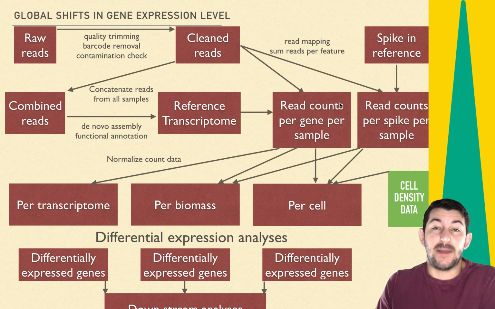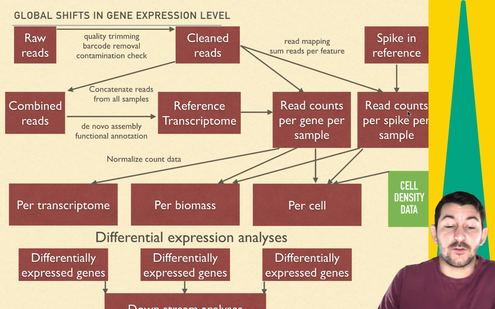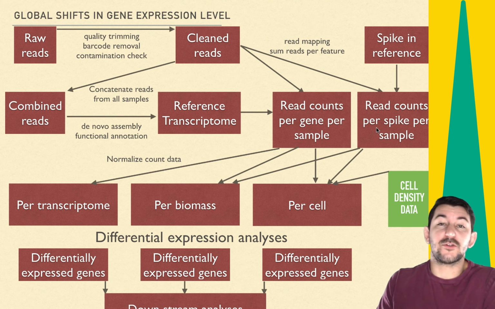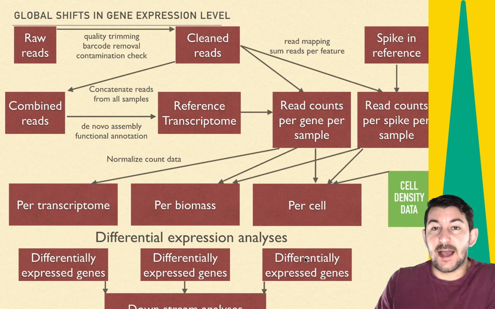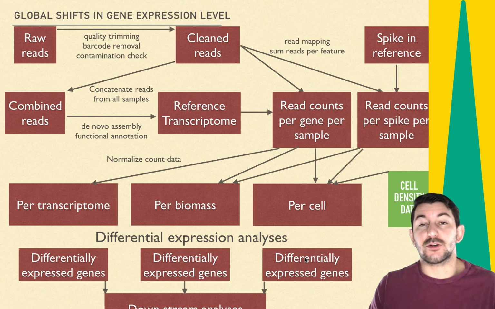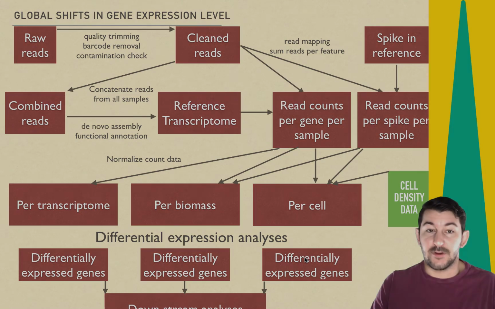So you have both the mapped reads to your genome and the mapped reads to your spike-in, and then you can use those two pieces of information to normalize per transcriptome, per biomass, or per cell, if you have cell density data. And then you can do all of your downstream analyses from the output of that, your gene functional enrichment analyses, all sorts of fun stuff.